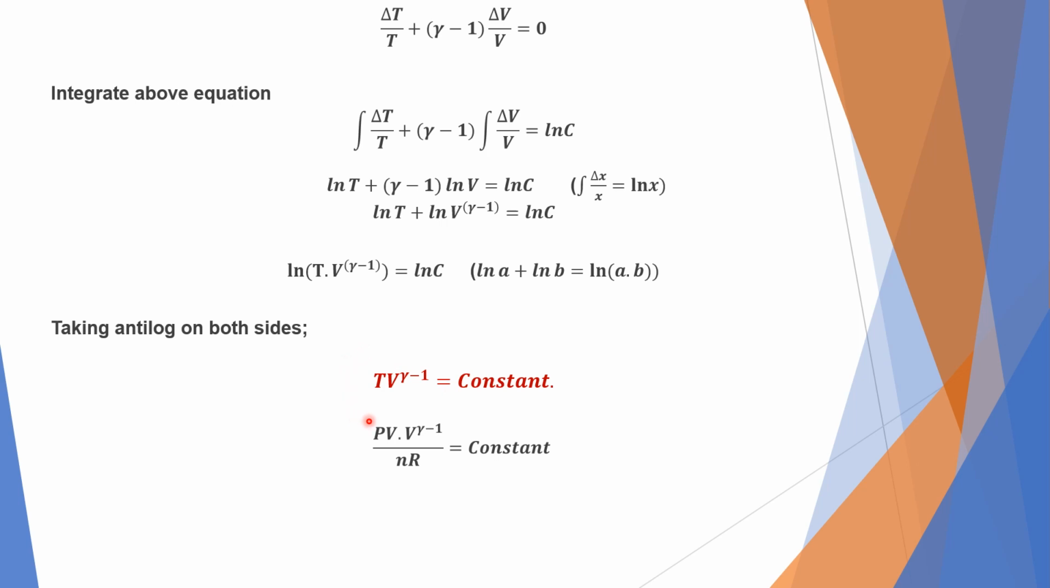Now from the general gas law, PV is equal to nRT. So if we get T from this equation, T will be equal to PV upon nR, and then TV to the power gamma minus 1 is equal to constant. So PV to the power gamma is equal to nR times constant, as the bases are the same, the powers add. So gamma minus 1 plus 1 will be gamma, and n is the number of moles which is constant, R is the universal gas constant. So if we multiply them with a constant, we get a constant. PV to the power gamma is equal to constant. So this is all about today's lecture.